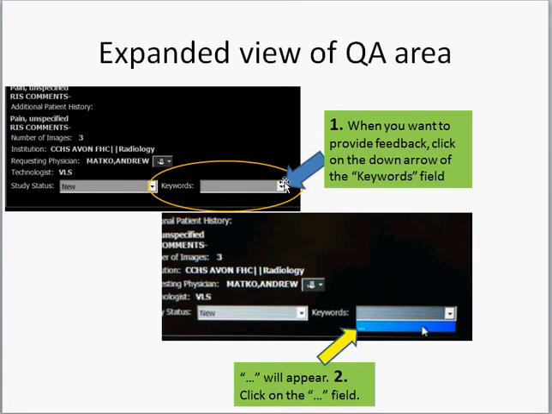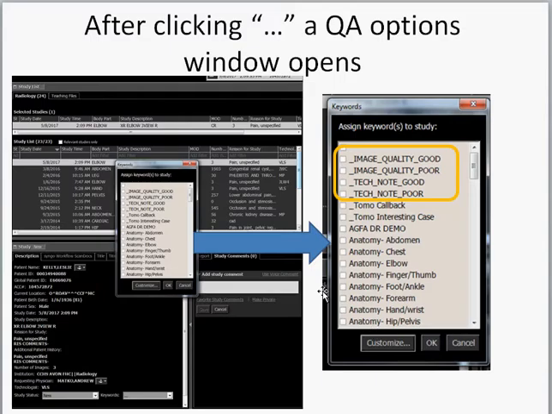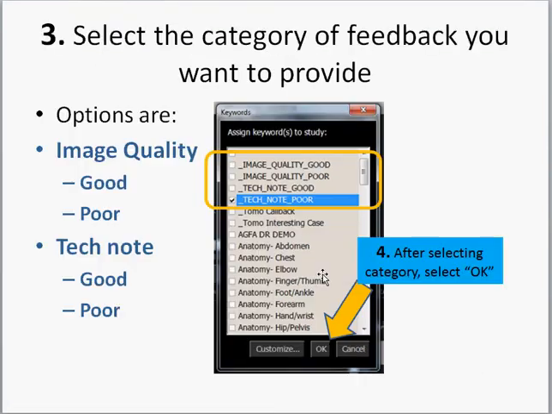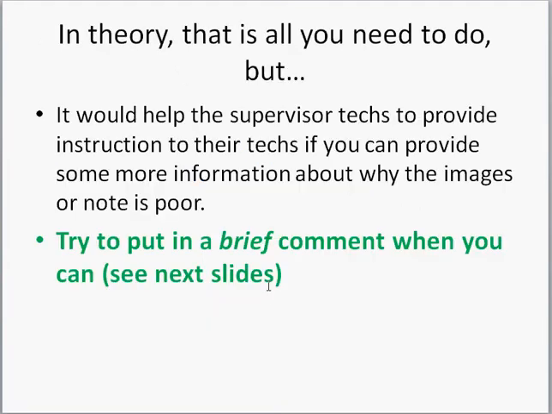So if you go here to the keywords and you click this down arrow, there are these three dots that appear. You select those dots and a window will pop up. I have some extra fields here, but these are the four that are most important. Okay, image quality, good and poor, tech note, good and poor. And you select one of these. Let's say in this case I mentioned that they didn't put the number of views in correctly, so I would click tech note poor. And then you hit OK down here. In theory, that's all you need to do.